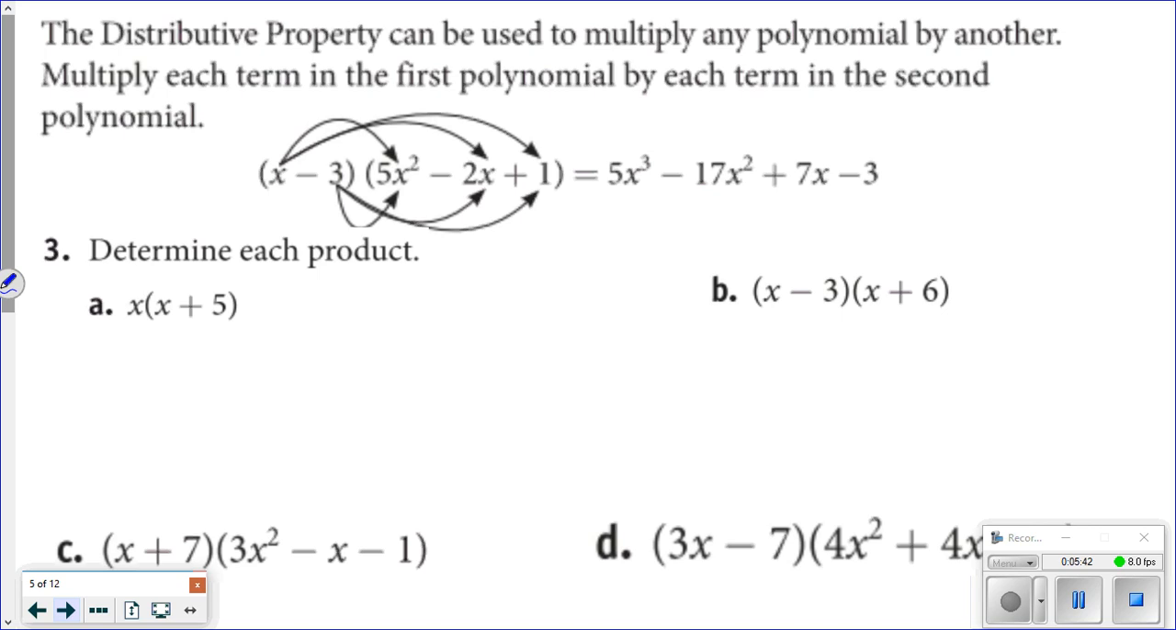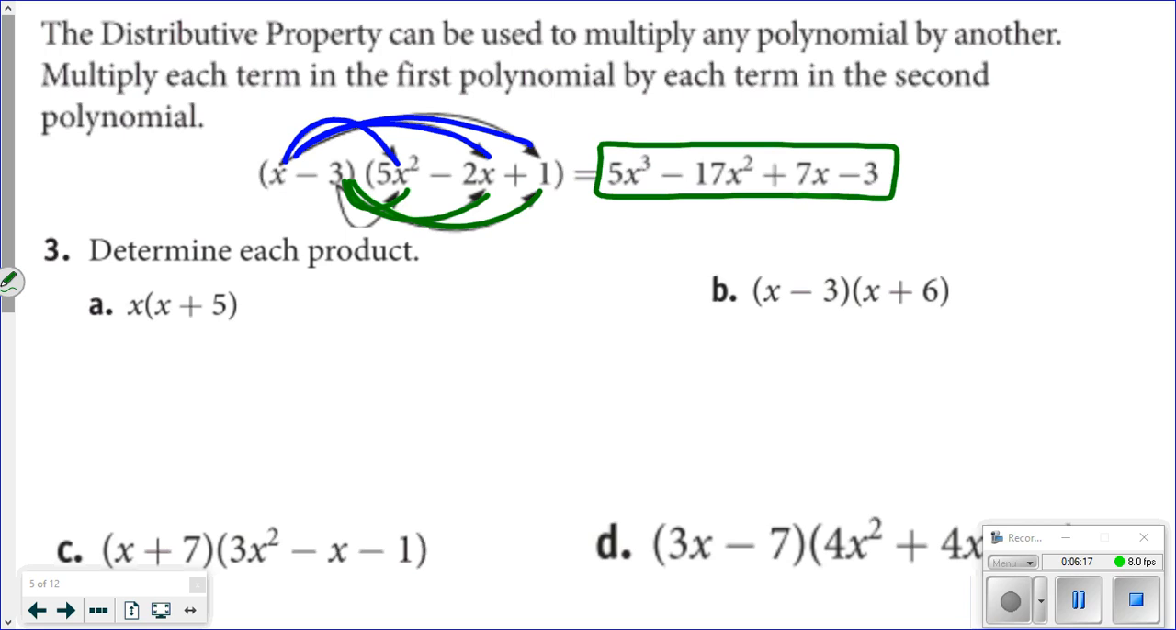So again, we've already talked about the distributive property, but the book brings it up again. It is used to multiply any polynomial by another. And so what we do is we take this first term and multiply it by each term in the second one. And then again, we would take the second term, -3, and we would multiply it by each term in the second set of parentheses. We would get 6 total terms, and then when we combine them, we end up with 4.